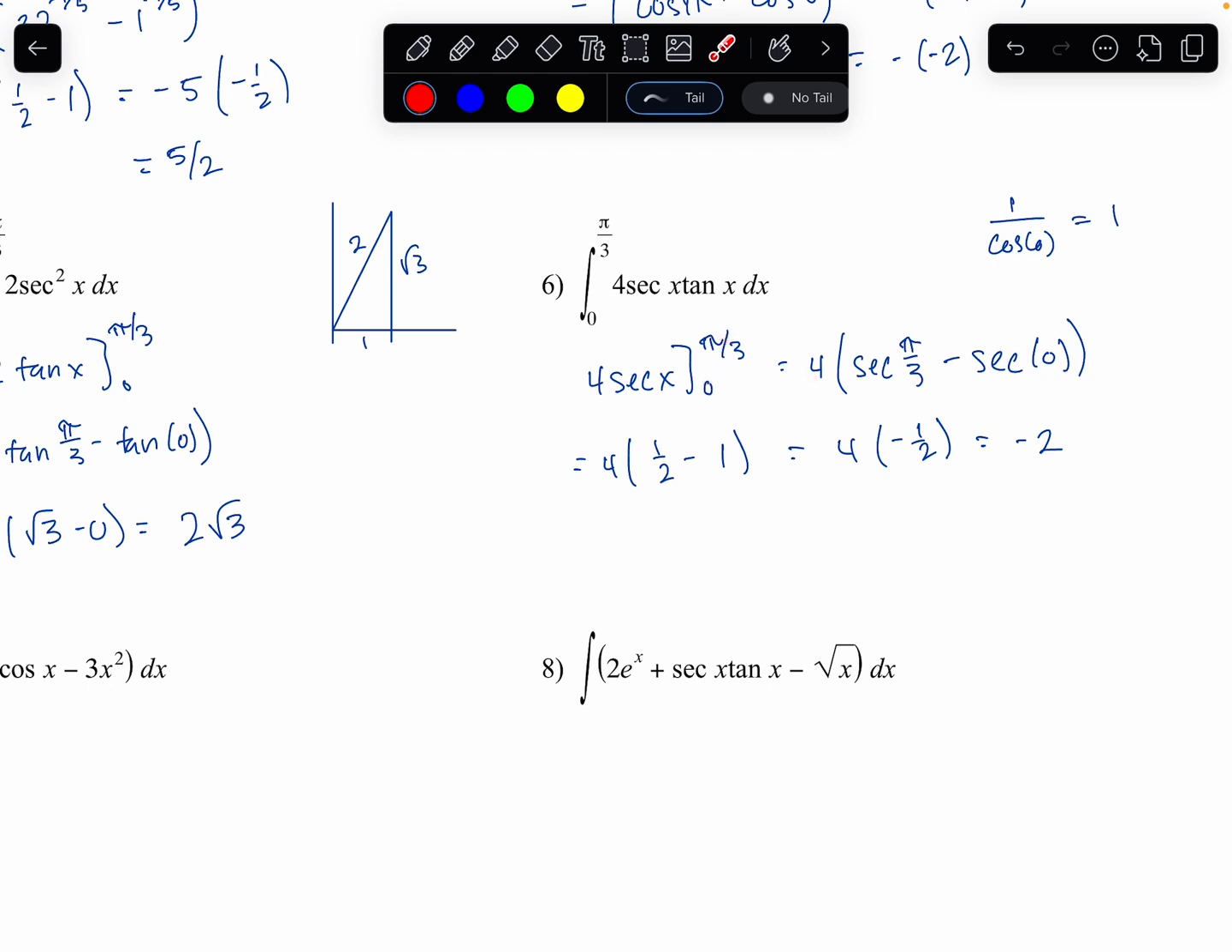4 secant of pi thirds is, oh wait a minute, it's 2, not 1/2. Cosine of pi thirds is 1/2. Secant is 2.